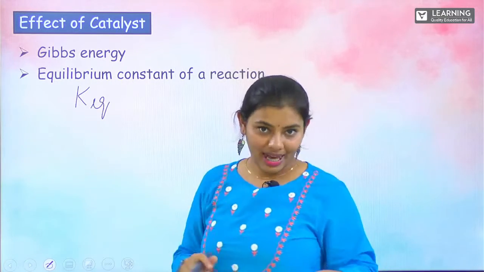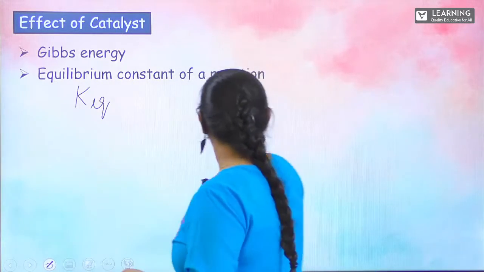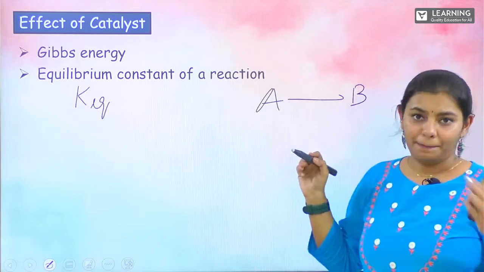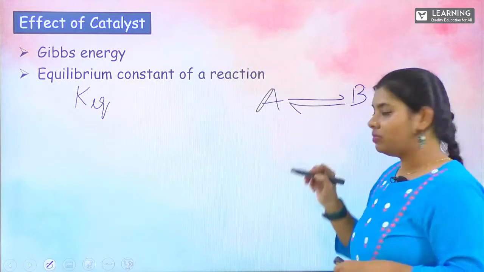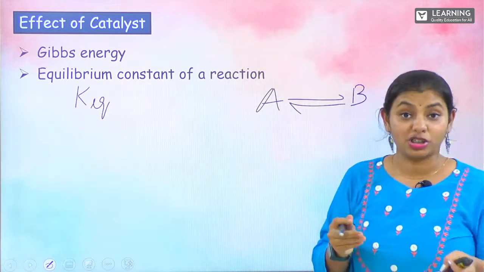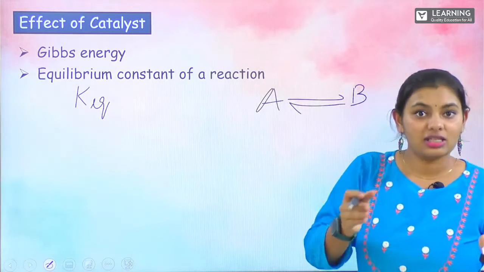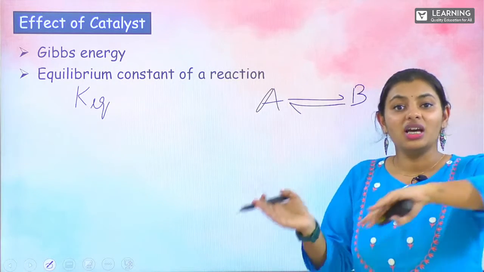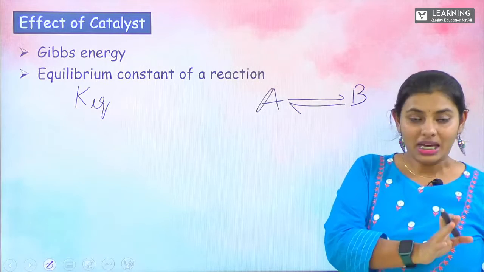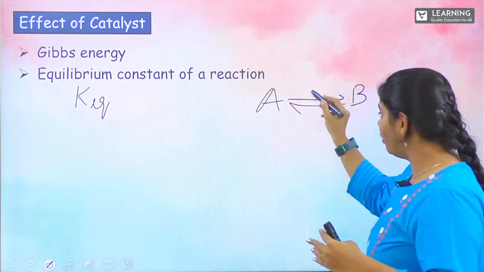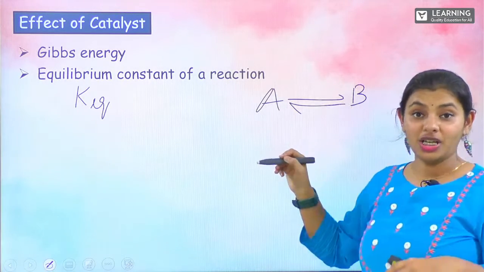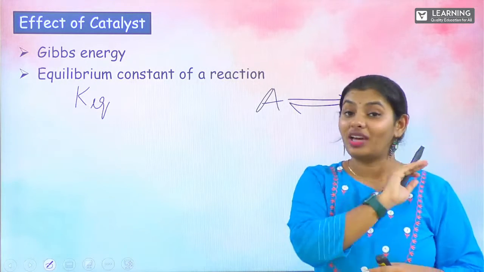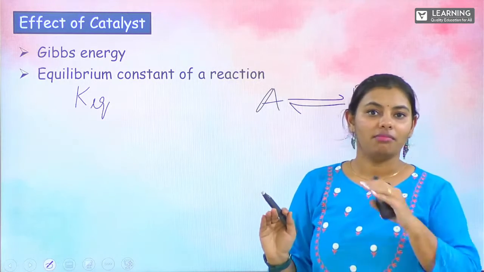For a reversible reaction, if we take, I'll write it here, A is going to give B, and the same B can give back A. It's a reversible reaction. The speed at which A is going to give B is the same speed at which B is going to be giving the A back. The forward as well as the backward reaction, the speed of both these reactions is going to be the same. The effect of catalyst is not going to alter this.